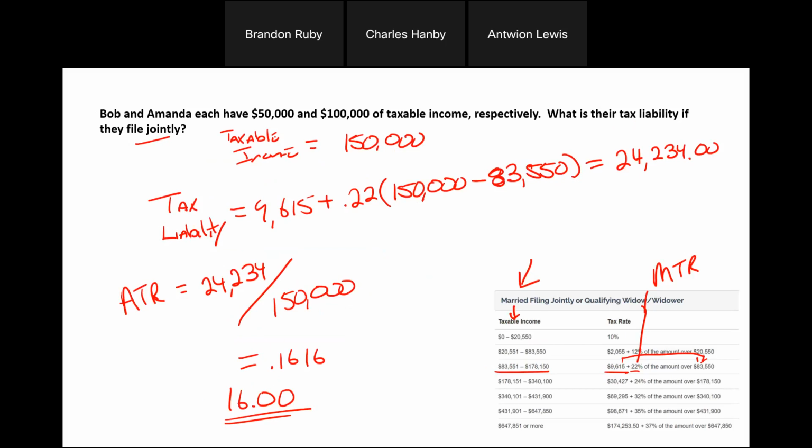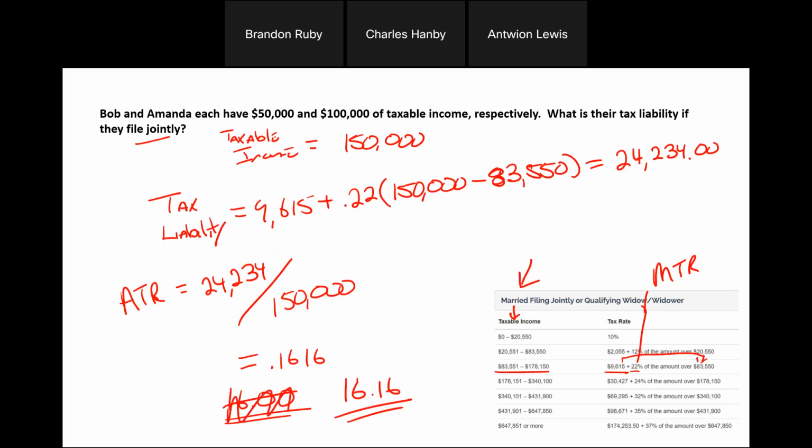Since we have a progressive tax system in the United States, meaning if you make more money, you pay a greater percentage of your income in taxes, 16.16 is the correct way to enter the answer on the exam, either 0.1616 or 16.16.